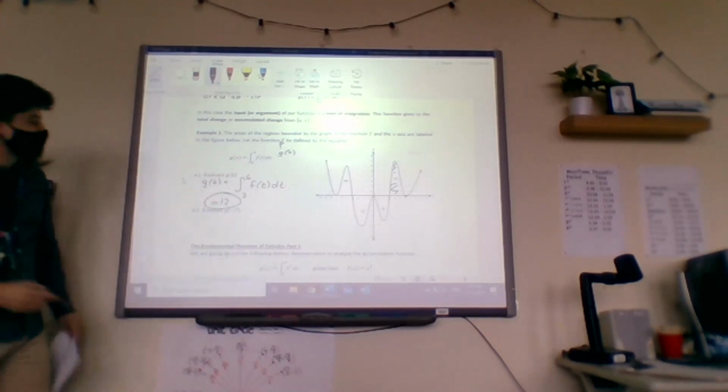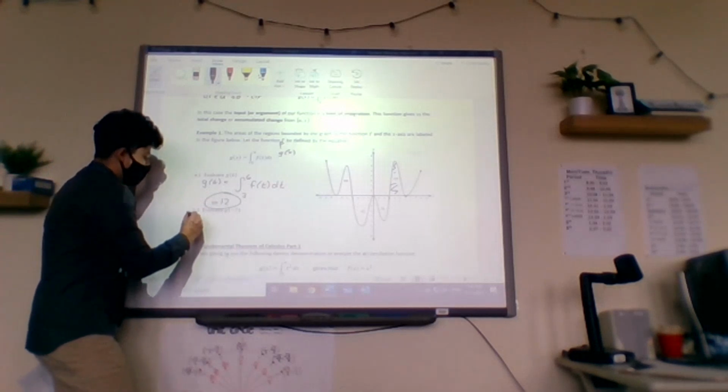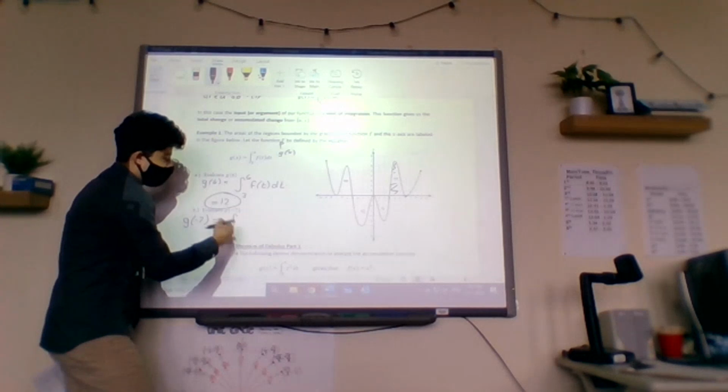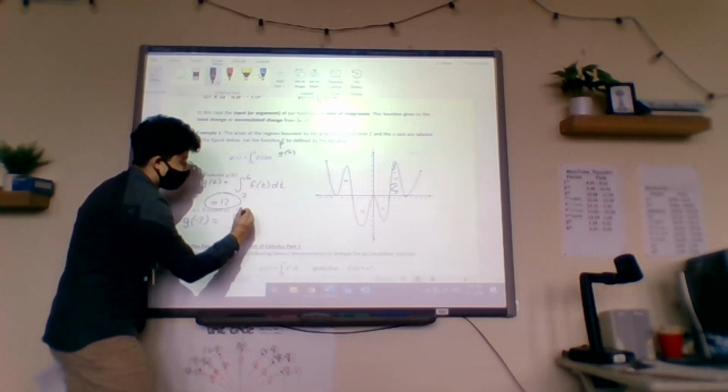All right, g of negative 7, let's do that. g of negative 7 is equal to the area, or the integral, from 3 to negative 7.